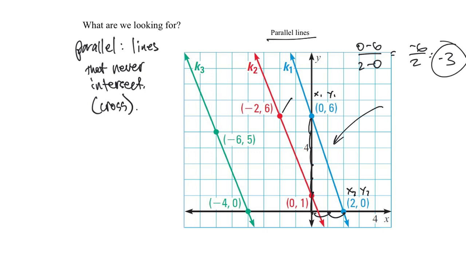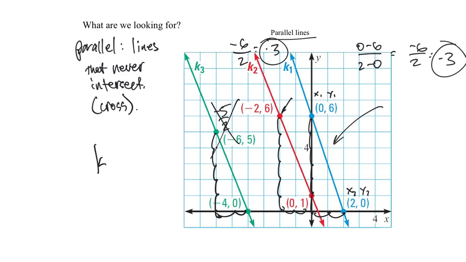Let's take a look at this red line. Let's just count. What's our slope? I go down 1, 2, 3, 4, 5, 6. So that's negative 6. I go over 1, 2. My run is 2. That's also negative 3. What about this green line? Down 1, 2, 3, 4, 5, and then I go over 1, 2. Oh, so this green line is down 5 over 2. Did I count that right? 1, 2, 3, 4, 5. This one is not parallel.